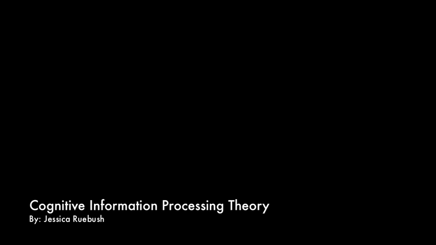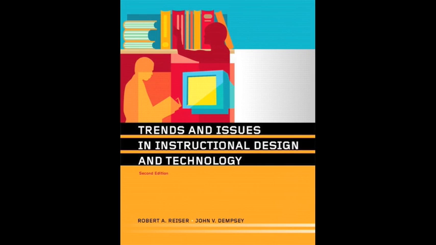Welcome to the Cognitive Information Processing theory of instructional design. This theory particularly focuses on memory, which is the storage and retrieval of information, a subject that has been of interest for thousands of years. The most widely accepted theory is the multi-stage multi-store theory, based on the work of Atkinson and Shiffrin. The focus of this model is on how information is stored in memory.